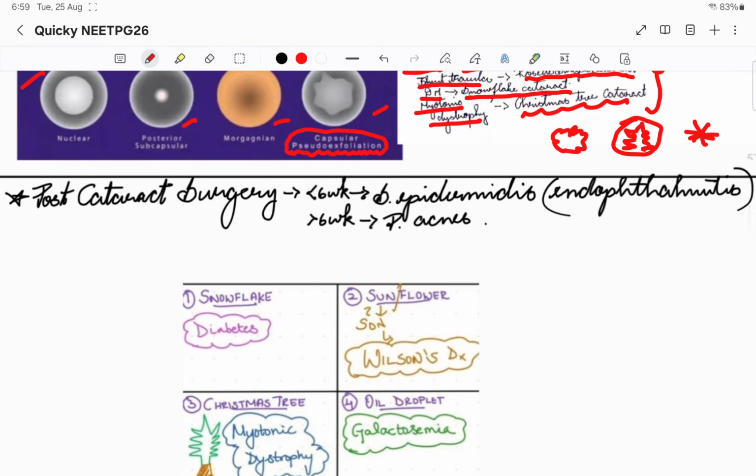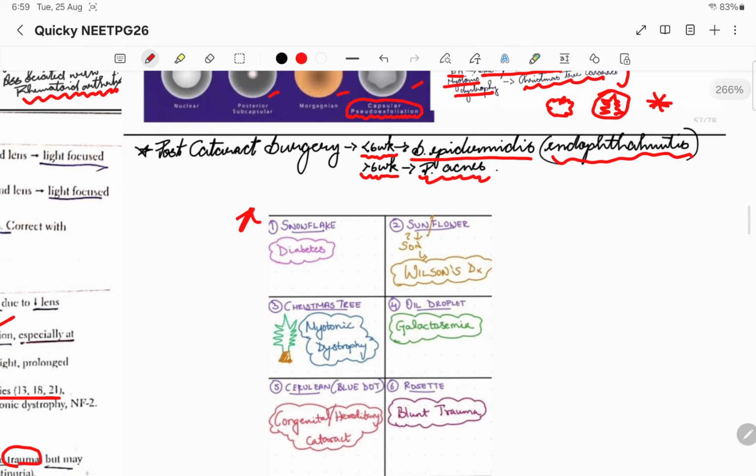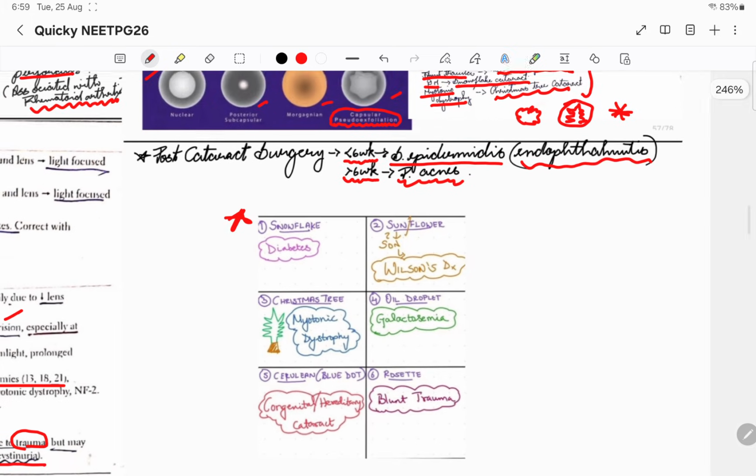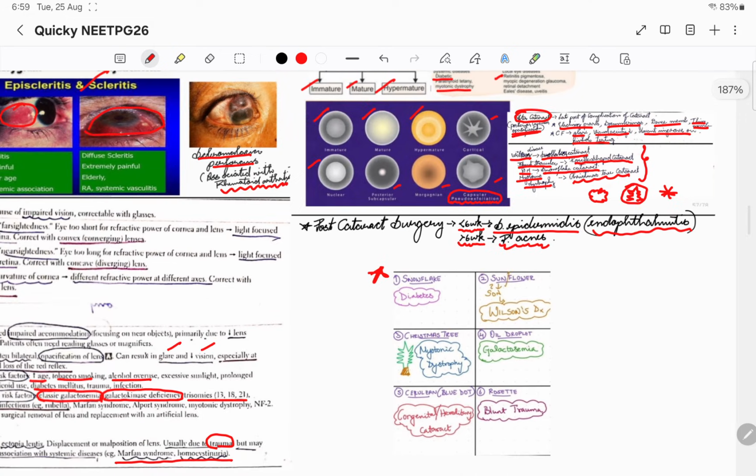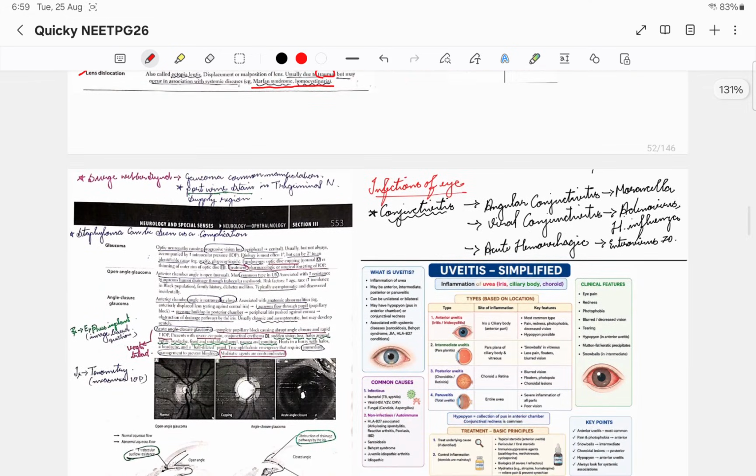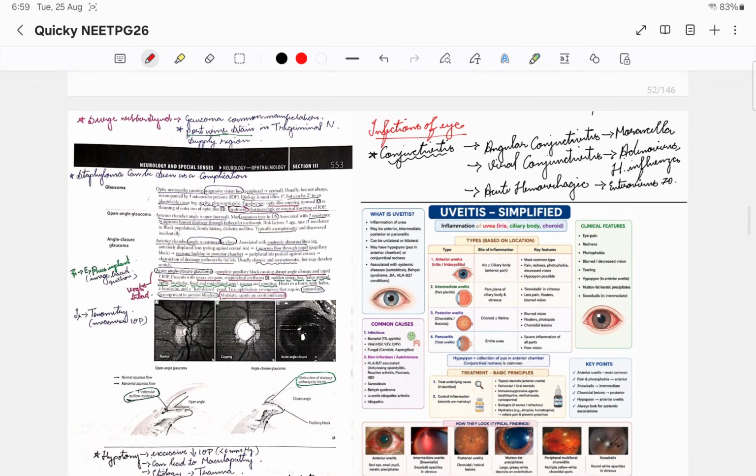Then some of the infections that might happen post cataract surgery: if it is less than 6 weeks and the eye is having an infection, then it is going to be Staphylococcus epidermidis, which causes endophthalmitis. If it is more than 6 weeks, it is going to be Propionibacterium acnes. So that's the main thing. Please remember this table, it will be easier for you. That's it with respect to cataract. Now we'll move on to the very important topic, glaucoma.